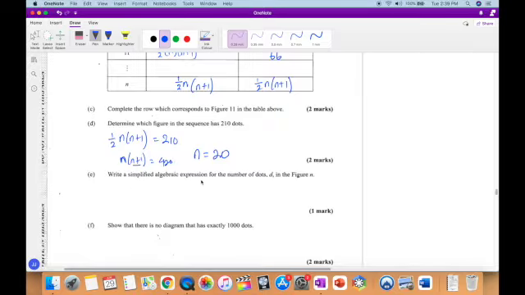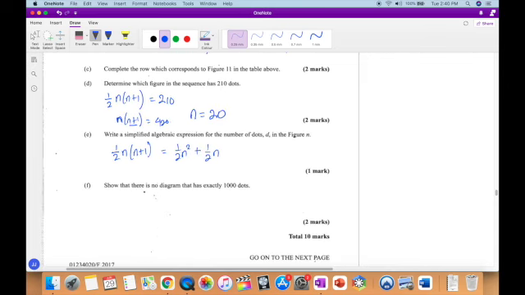Write a simplified algebraic expression for the number of dots D. So the number of dots is a half n into n plus 1. A simplified algebraic expression means that I would have to expand this out. So that would give me a half n squared plus a half n.